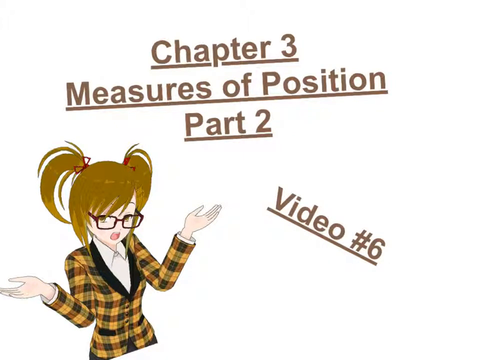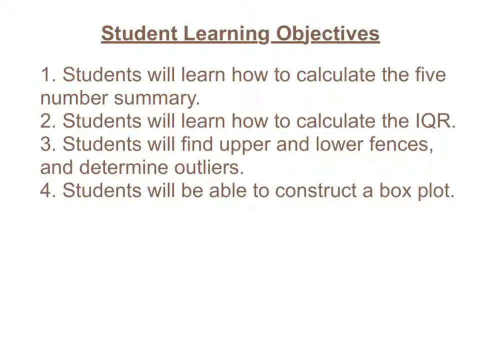All right, Chapter 3, Video number 6, Measures of Position, Part 2. Here are our student learning objectives for this video. First, we'll learn how to calculate the 5-number summary. Then we'll calculate the IQR, which is also the interquartile range. Then we'll find the upper and lower fences that determine the outliers, if there are any. And then you'll construct a box plot.